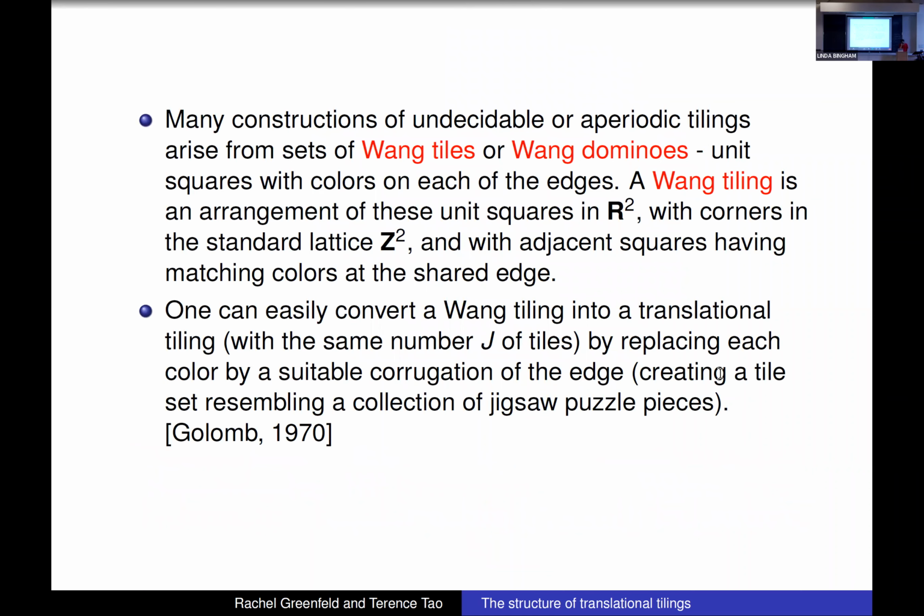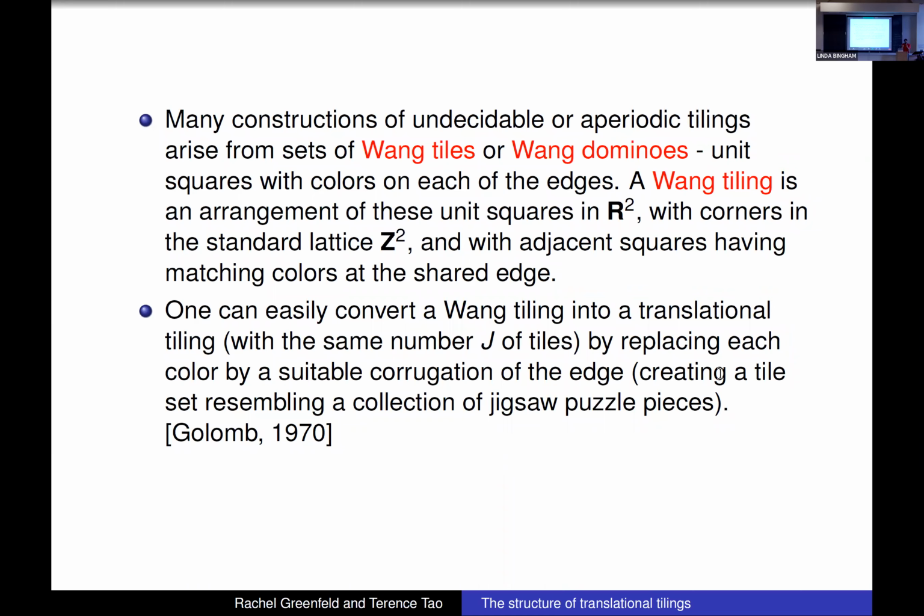Many of the constructions of undecidable tilings come from what are called Wang tiles or Wang dominoes. These are tiling problems which have colors on them. A Wang tile is a unit square, like a Scrabble piece, where each side of the square has a color. There's some finite set of colors, red, green, blue, and so forth, and each tile has a certain color for the north edge, south edge, west edge, and east edge.